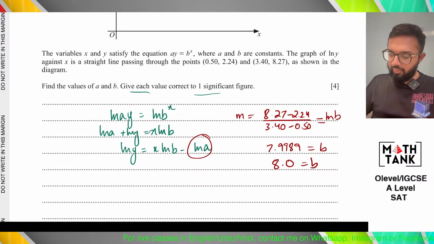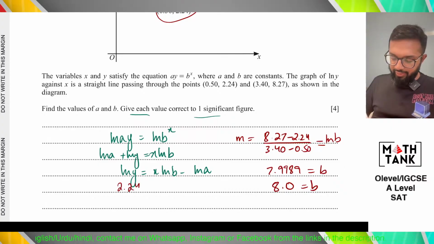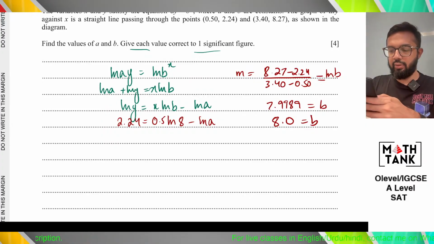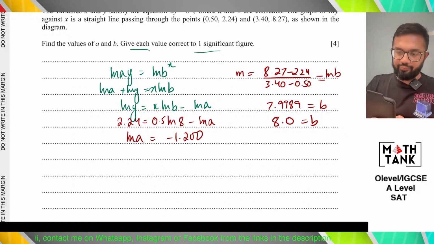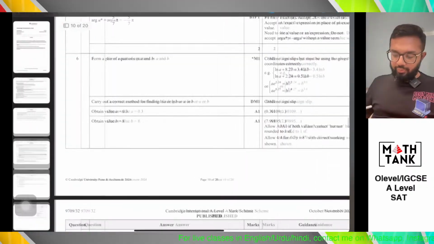And for ln a, what I'm going to do is pick up points and put them here. 2.24 is the value of ln y, x is 0.5. I just found ln b, and I'm going to find ln a accordingly: 0.5 ln 8 minus 2.24. So ln a equals minus 1.200. E to the power of that answer gives me a as 0.3. Okay, that was also the correct answer.